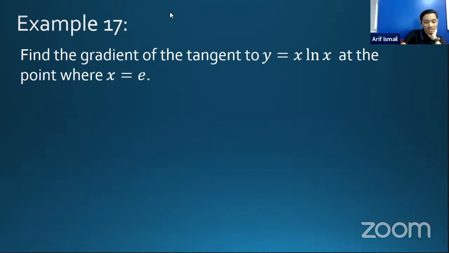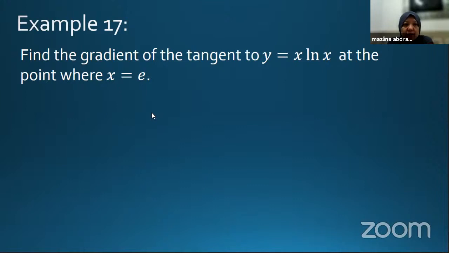Teacher, is the answer 2? Yes, correct. The rest of you, did you get 2? Got it, teacher. Okay, let's see.